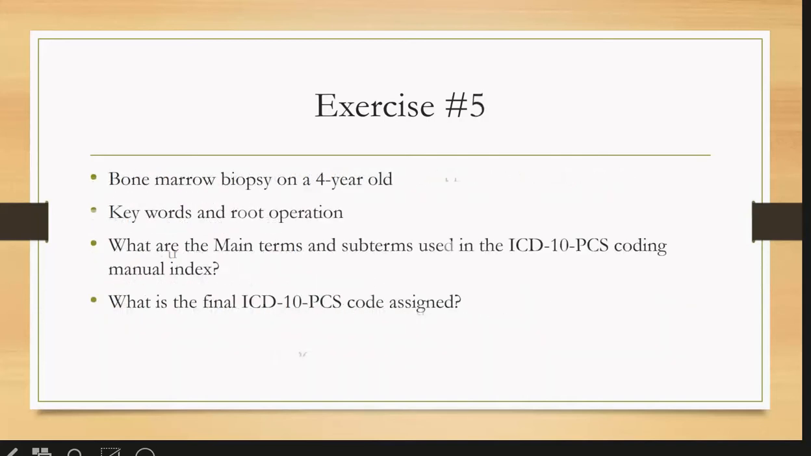And the last exercise for this presentation is a bone marrow biopsy on a 4-year-old patient with potential leukemia. It states the patient has a bone marrow biopsy with the sample taken percutaneous from the right hip bone. What are your keywords in root operation? What are your main terms, your subterms, and what is your final ICD-10 PCS code?